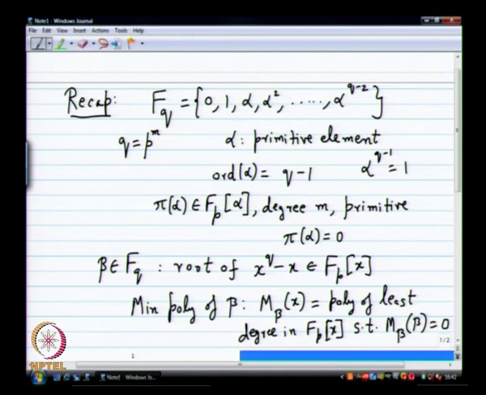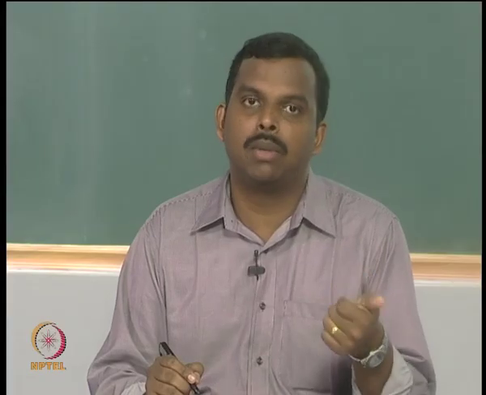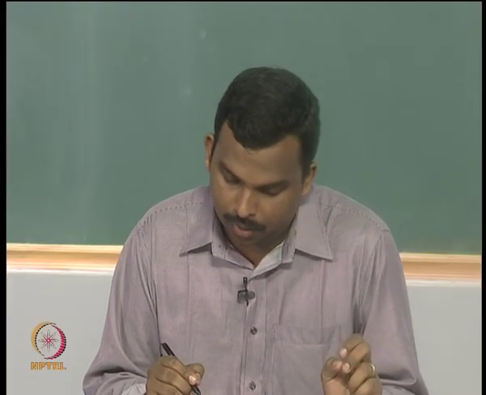So I could take this M beta of x and multiply it by some element from Fp, say 2 or 3 or something, then I would still get a polynomial of least degree with beta as a root. So you have to say something about the leading coefficient. A very standard thing to do is to say that this polynomial is monic. So monic is part of the definition. What does monic mean? The coefficient of the maximum degree term is 1.